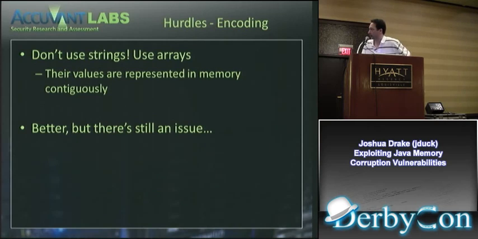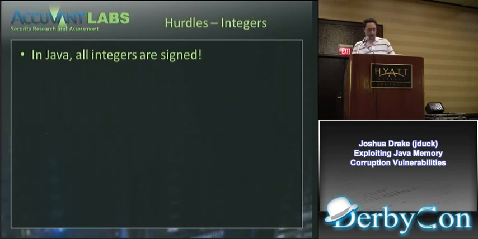So one thing to get around the encoding issues that I've seen is to use integer arrays. They end up getting represented in memory in a sequence of DWORDs, just like they would in a regular C array. So that actually works out pretty well. But there's still an issue with that. The problem is in Java, all integers are signed. There's no such thing as an unsigned integer.